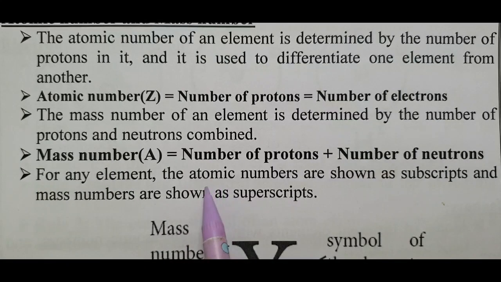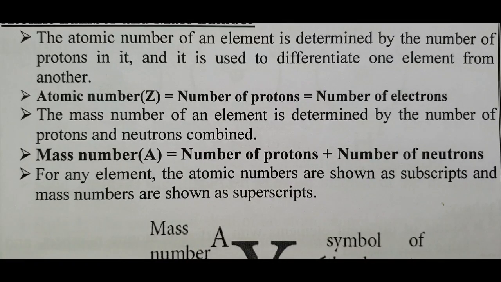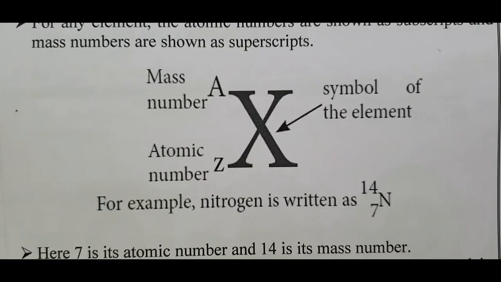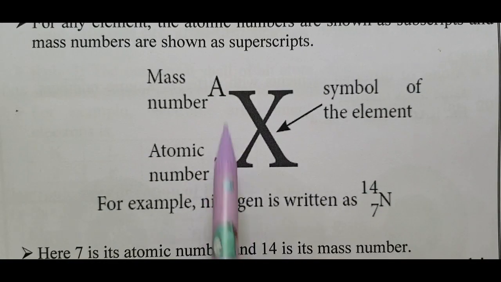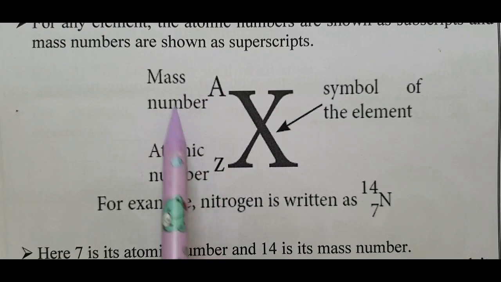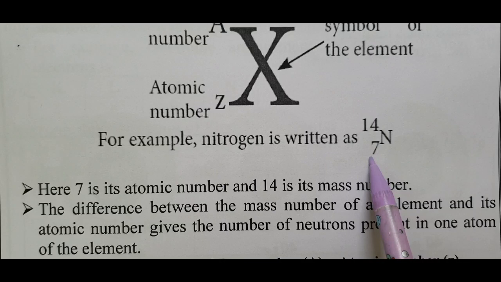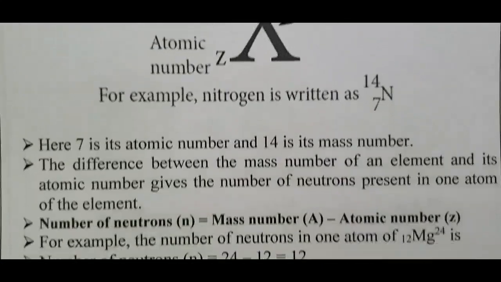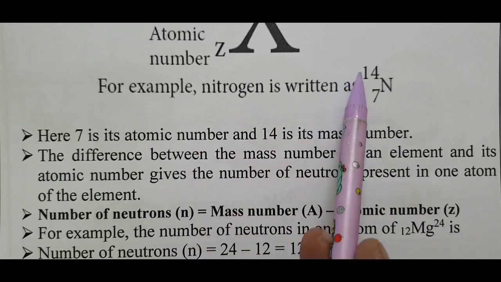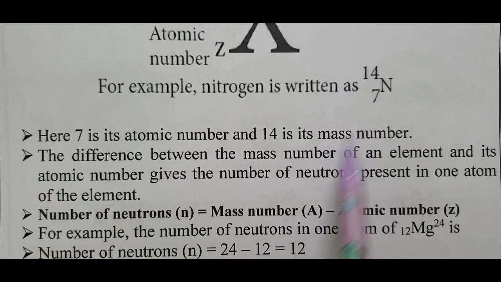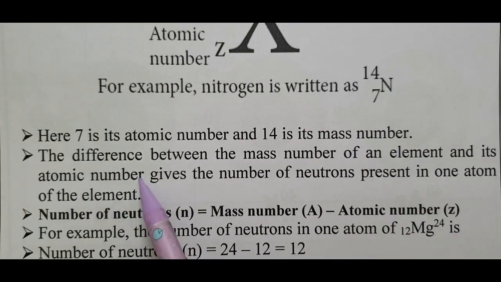For any element, the atomic number is shown as a subscript and the mass number is shown as a superscript. So, take X as an element, with Z and A: Z is the atomic number, A is the mass number. This is the symbol of an element. For example, nitrogen is written as N, with 7 as the subscript atomic number and 14 as the superscript mass number. Here 7 is the atomic number and 14 is the mass number. The difference between the mass number of an element and its atomic number gives the number of neutrons present in one atom of the element.